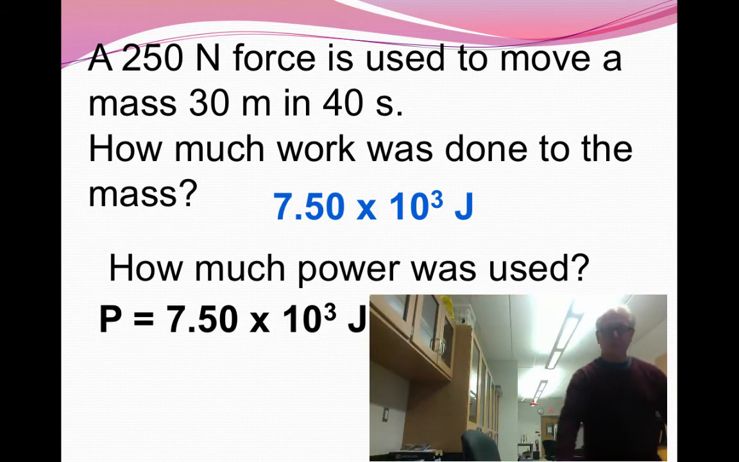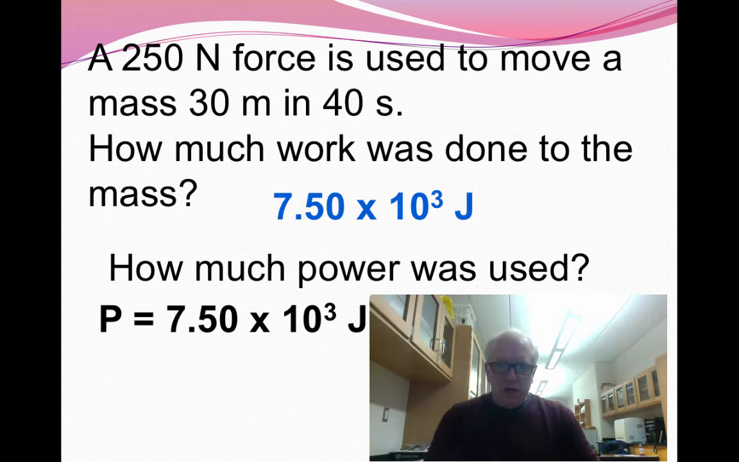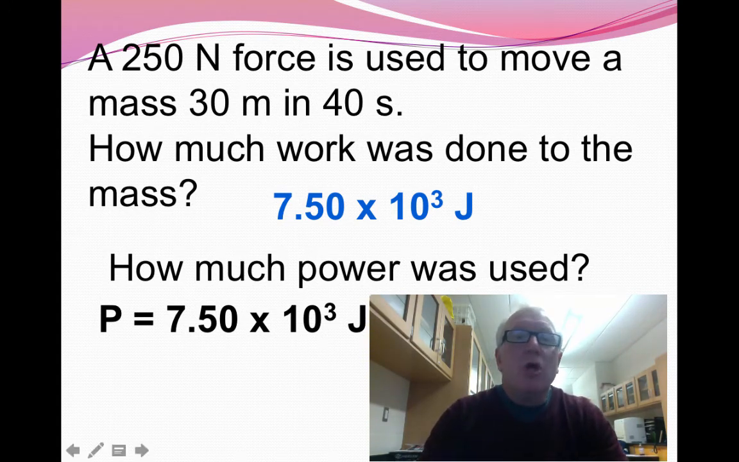All right, well, welcome back, and let's see how we're doing here. Well, the work is the force multiplied by the distance, so I got the work by multiplying 250 by 30. There's nothing here to tell me there's any angle, so I'll just assume the force is in the same direction as the motion, and that gives me 7,500 joules. And then when I take those 7,500 joules and divide them by 40 seconds, I get the power.